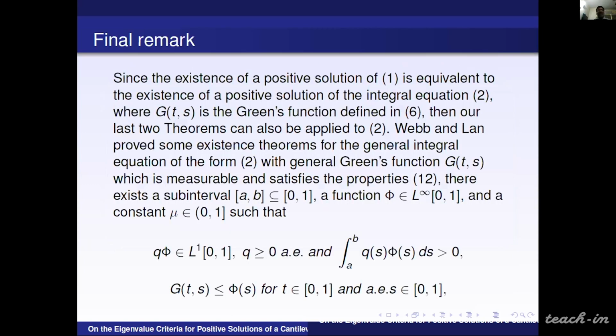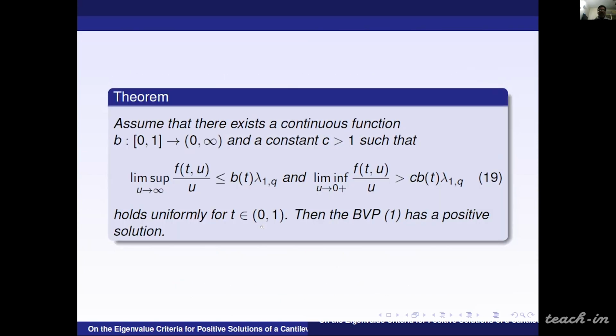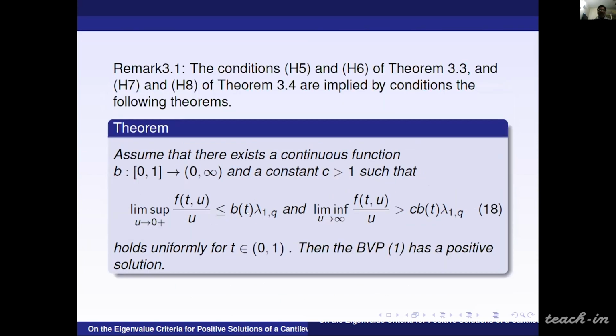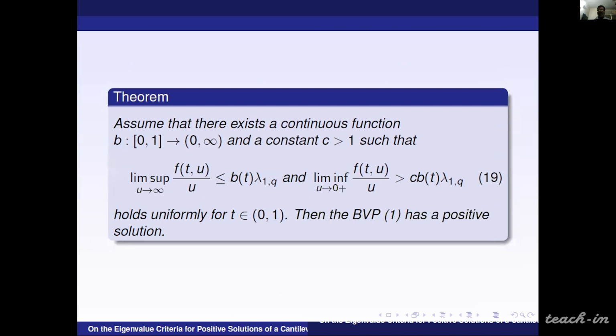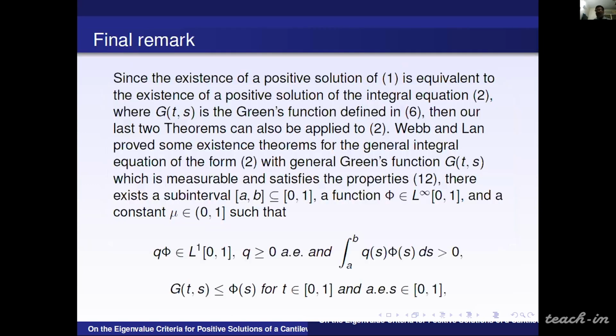So since the existence of a positive solution of 1 is equivalent to the existence of a positive solution of the integral equation, where G(t,s) is the Green's function defined in 6, then for our last two theorems, we have shown this. This can be applied. Remember, if you use this first eigenvalue, these last two theorems can be applied to any general integral equation, where G(t,s) is a Green's function satisfying the properties considered in this work.